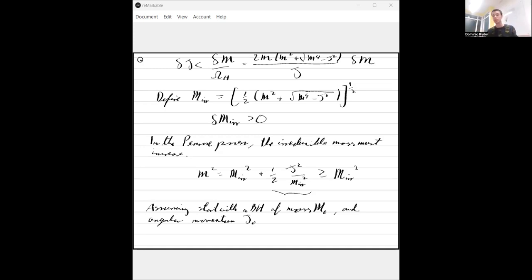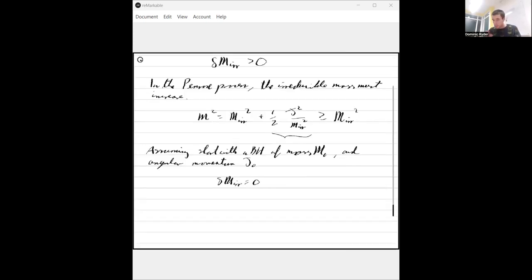Then if we assume that we saturate all these inequalities, we can get arbitrarily close to saturating them. So let's just say we saturate them, and so the change in the irreducible mass is 0. You can't technically do this, but you can get arbitrarily close, so we say you can. Then we find that we can extract m minus the irreducible mass, which is given by the initial mass and our initial angular momentum, until the angular momentum becomes 0.